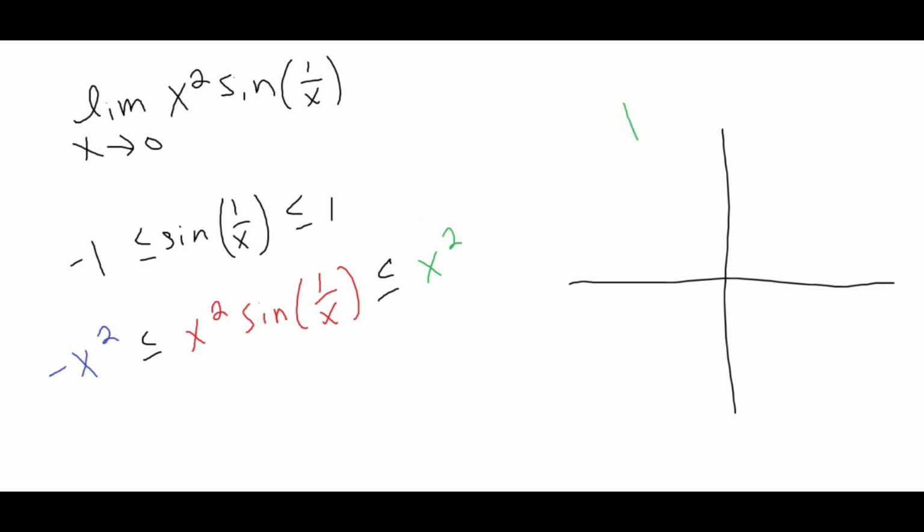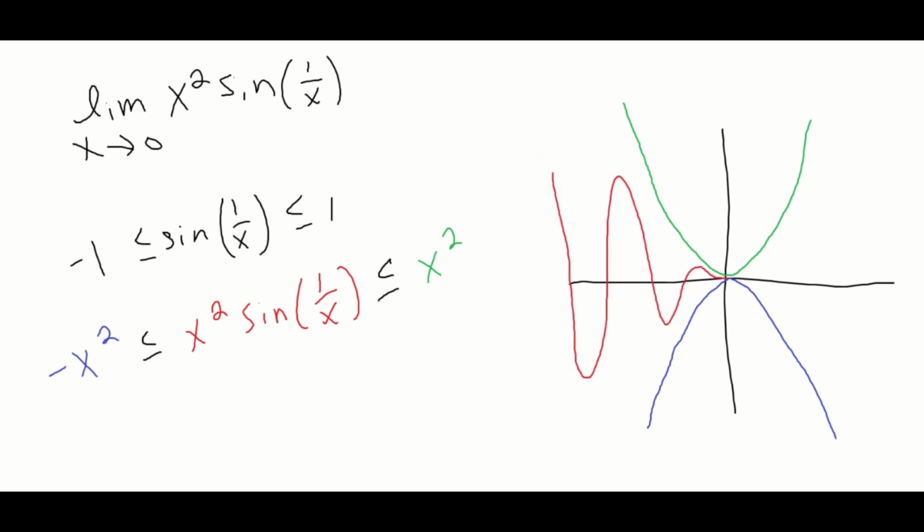The graph of x squared looks like that, and the graph of negative x squared looks like that. You may not know what the graph of x squared times sine of 1 over x looks like, but we know in some open interval about c, in this case 0, all three of these functions have the same limit, which is 0.